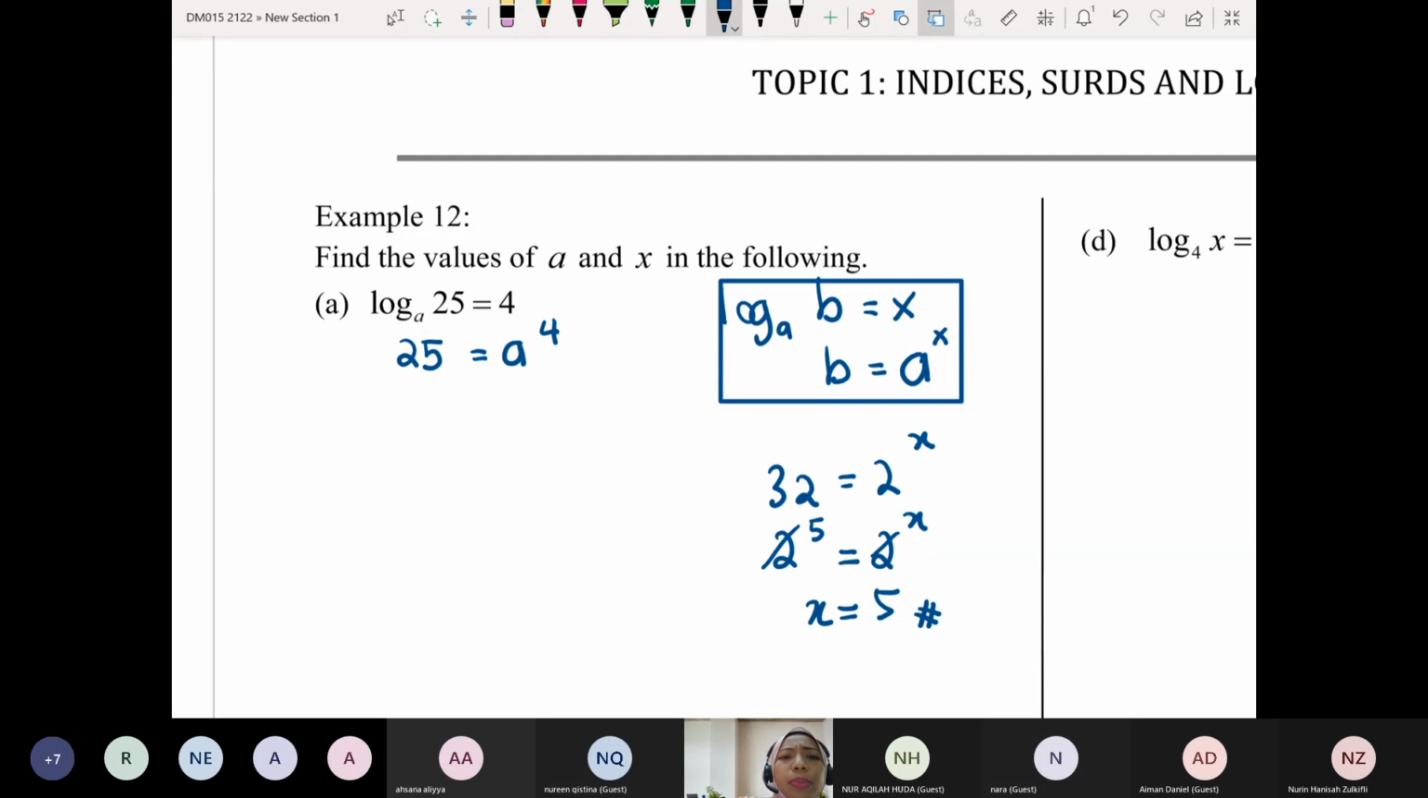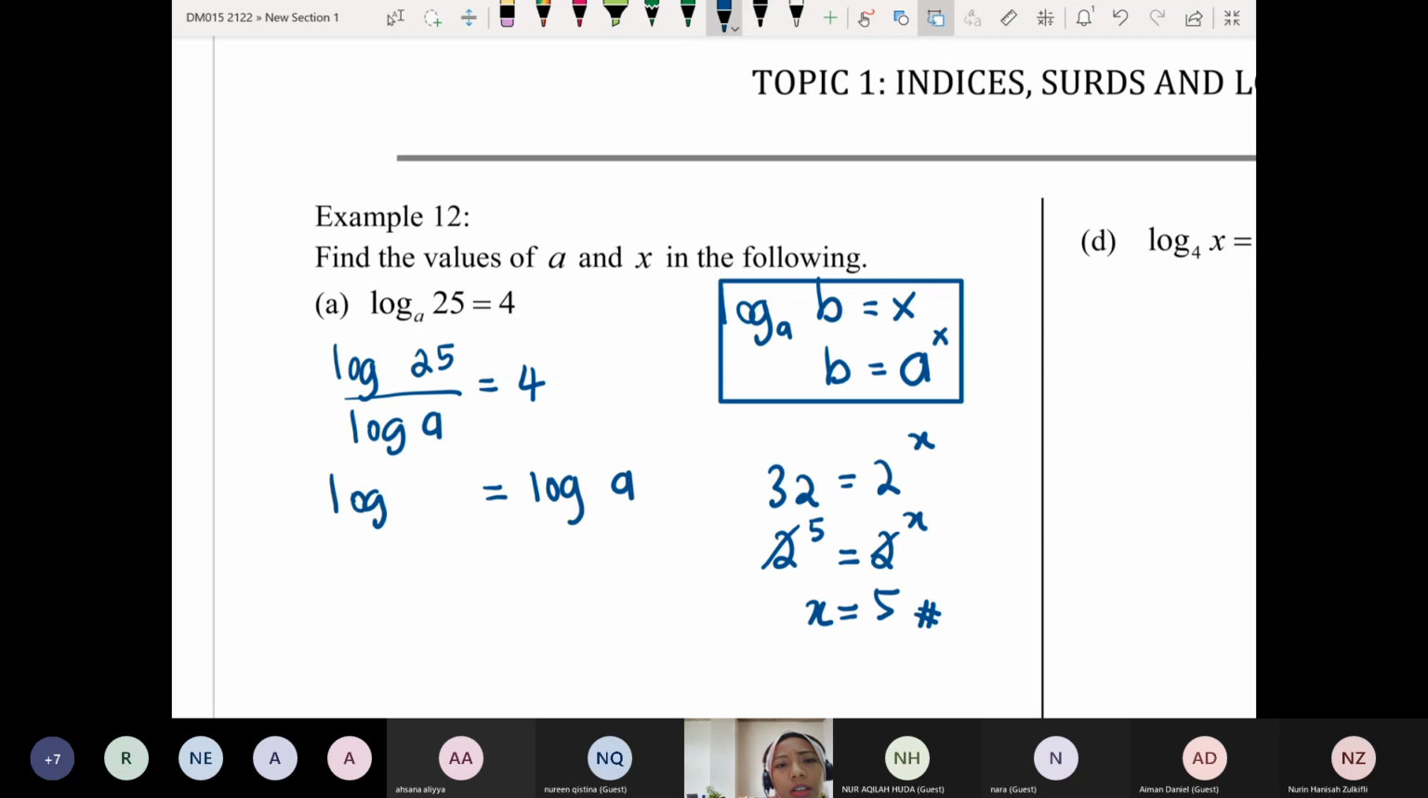So apa yang kita boleh buat adalah, cara tadi tak boleh diselesaikan. So apa yang kita boleh buat adalah log 25 bahagi dengan log A equals to 4 mungkin. Sekejap. 4 ke? Okay, cikgu try dulu log A, log 25 over 4. Okay, berapa ni? Cuba tekan calculator.